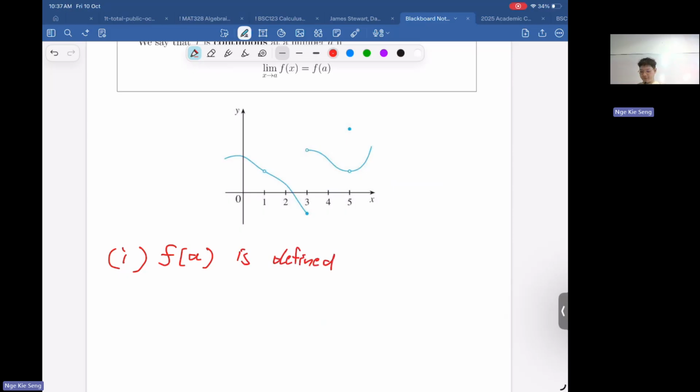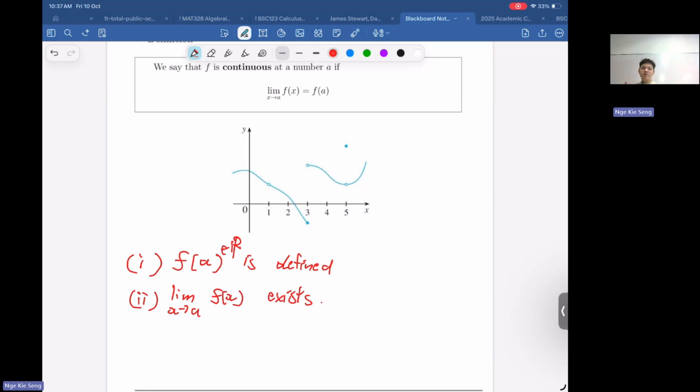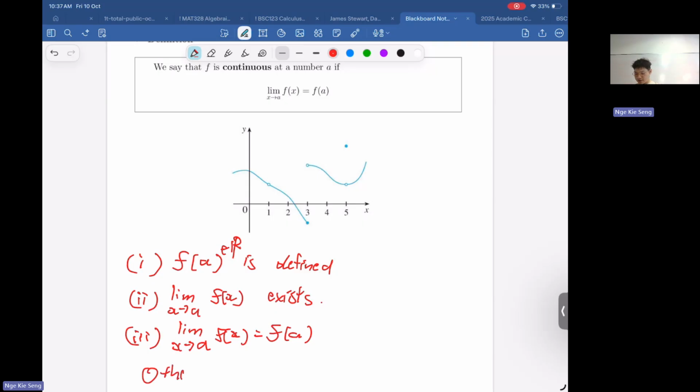It must be defined, meaning it is some finite number. Second, you must be able to compute your limit, so the limit of f(x) must exist. Then these two numbers must be equal. So there are really three conditions here. Otherwise, I will say that f is discontinuous at a.